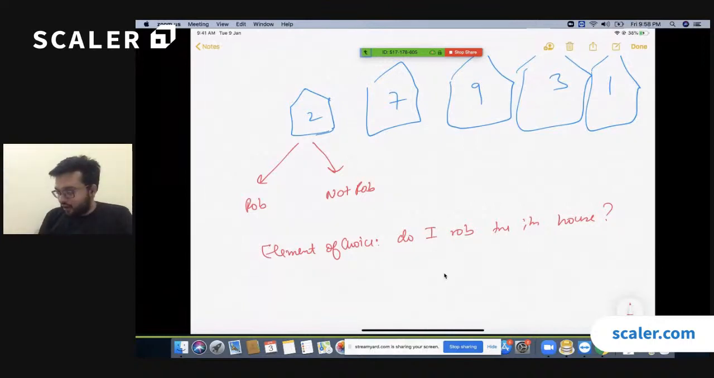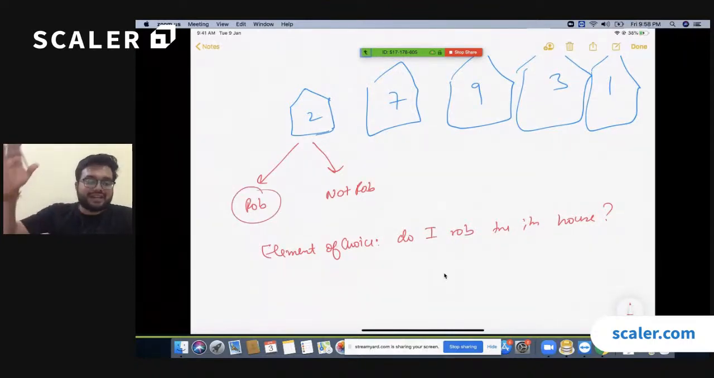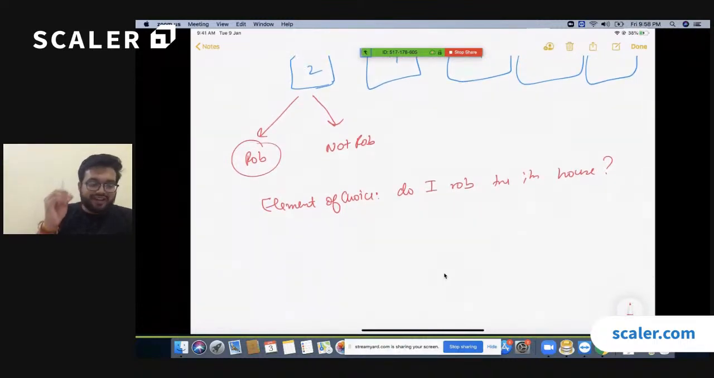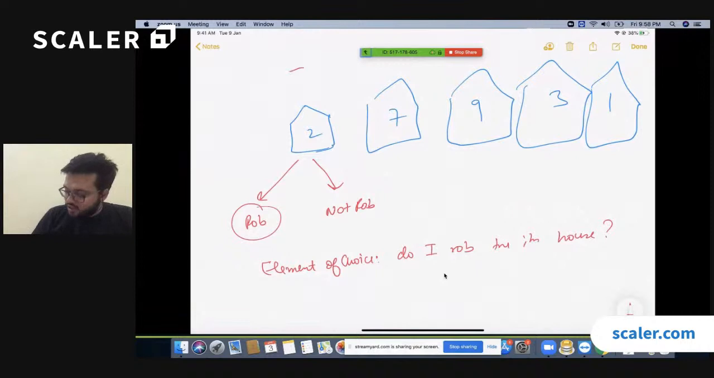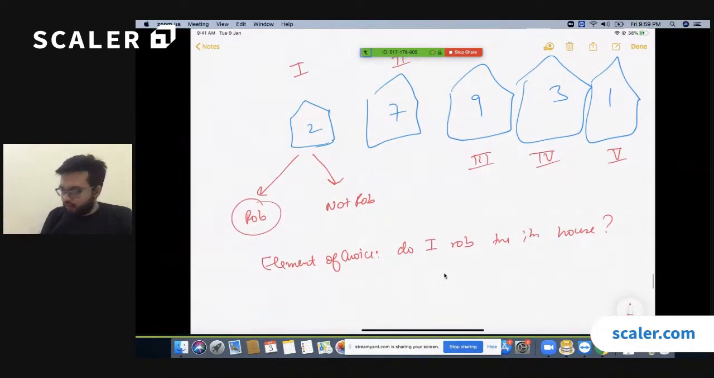Let's say if I rob it, you guys tell me what is the next house that I can rob. If I actually rob the first house, what is the next house that I can rob? Can I rob the second house? I cannot, right? So this was the first house, the second, the third, the fourth, and the fifth. If I've robbed the first house, I cannot rob the second house. So what will I do?